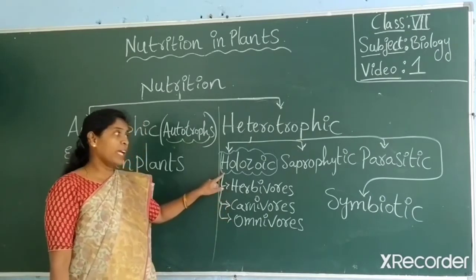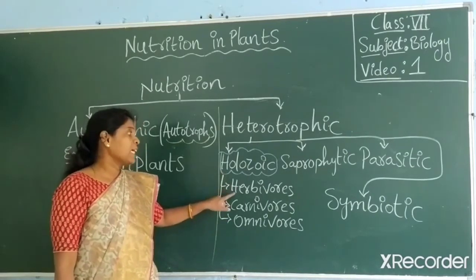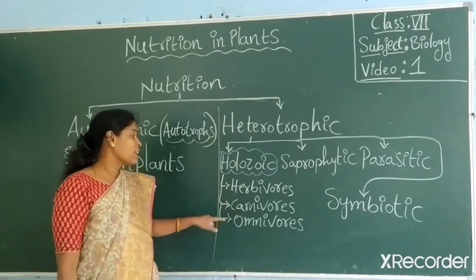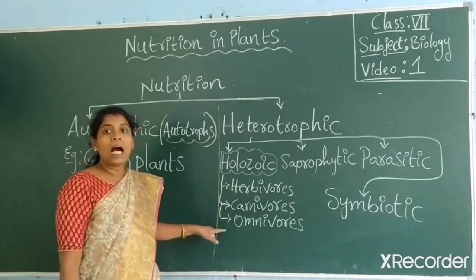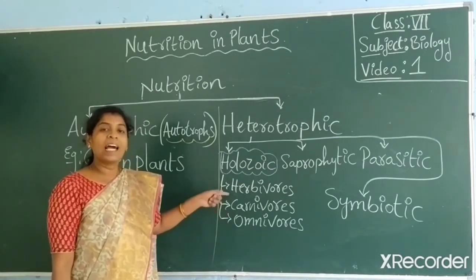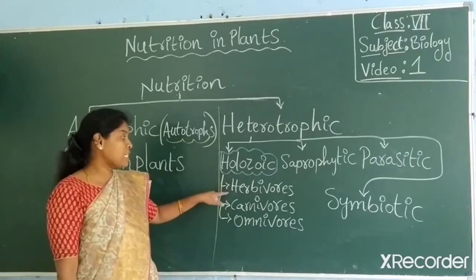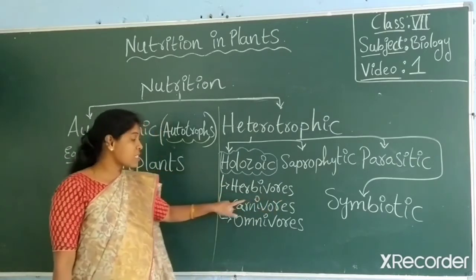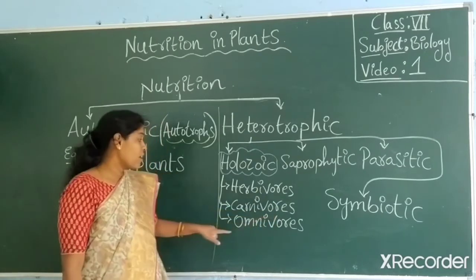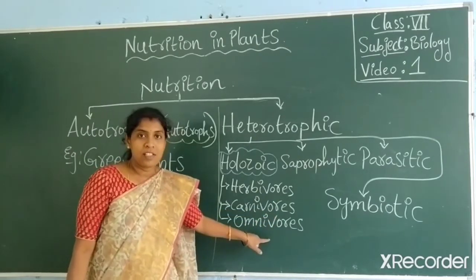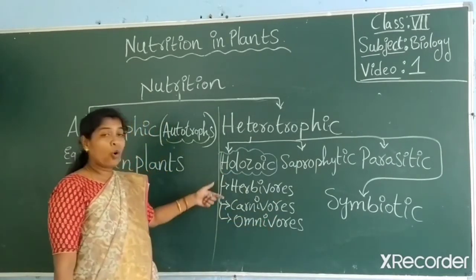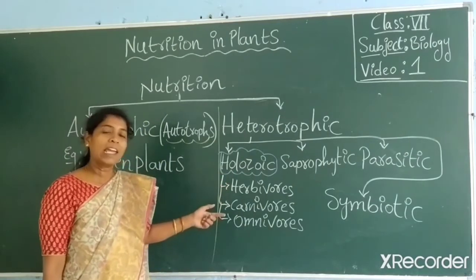In holozoic nutrition, we find herbivorous nutrition, carnivorous nutrition, and omnivorous nutrition. In that nutrition, the organisms that follow it are herbivores, carnivores, and omnivores. So, we will know about each and every one again.